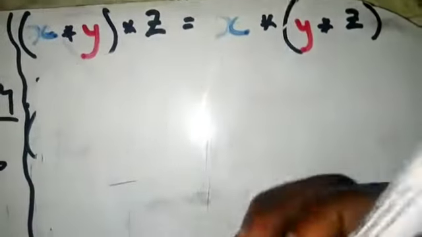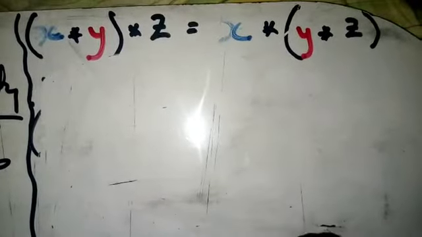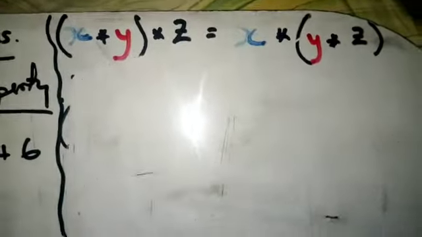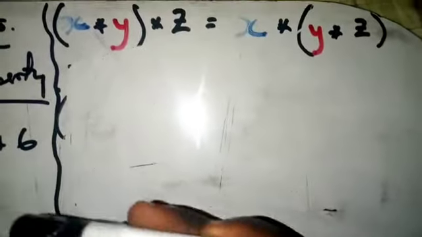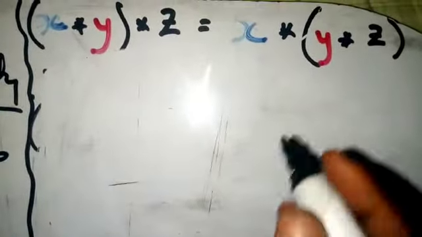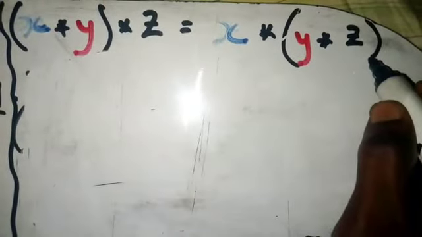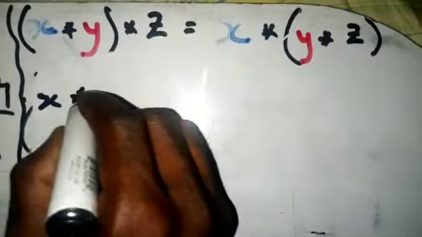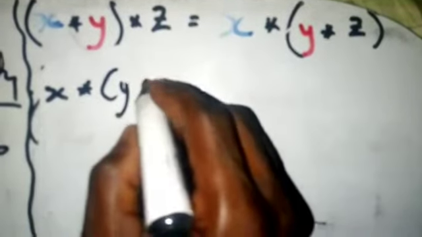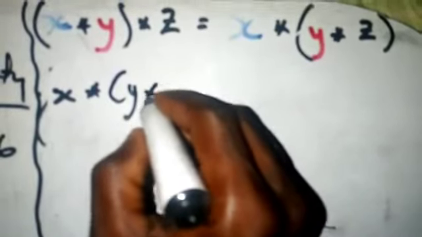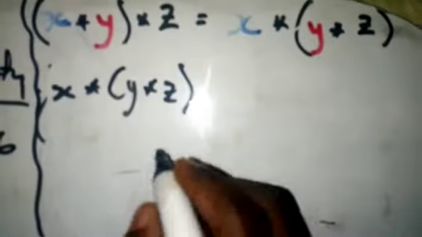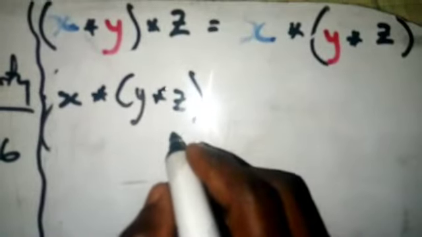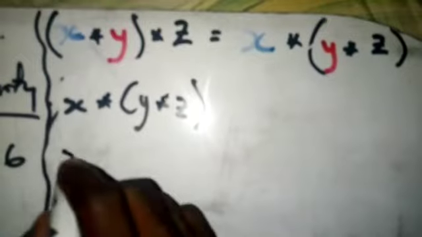So what we are going to do, because of time's sake, let me make this video very short, so I will just use only one pen over here. So this is the right hand side. Is that okay? So I'm having x star y, and then star z. So always the bracket first. Okay, so this will just be x.